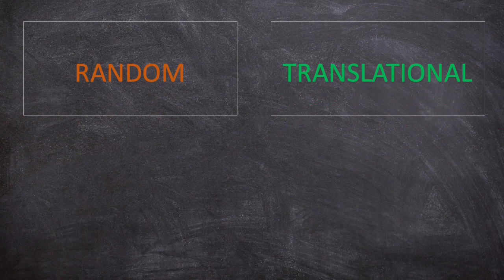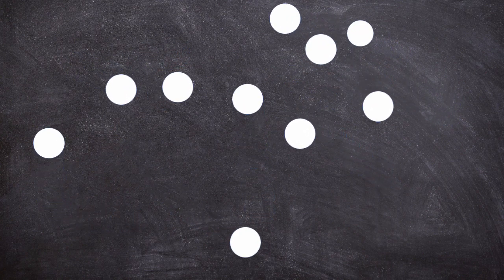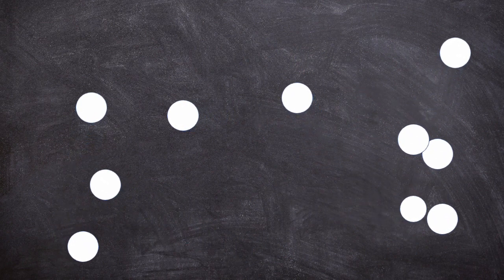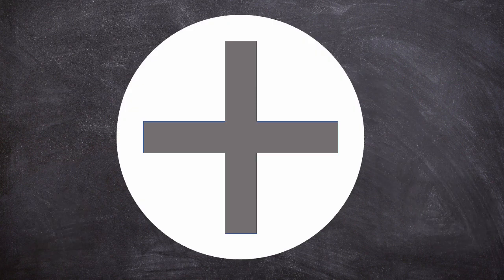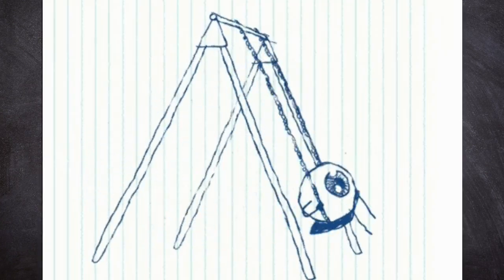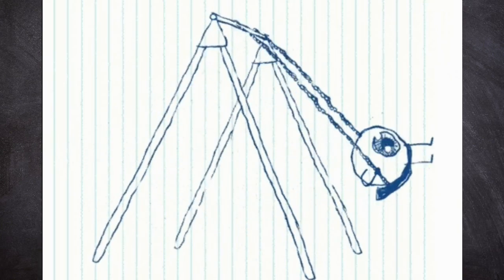When an object moves, it does any of these four basic motions: random, translational, rotational, or vibratory. In random motion, objects move disorderly, bumping into one another. When an object moves in space without rotating, it is undergoing translational motion. Rotational motion is when all points on an object rotate in concentric circles. Vibratory, or oscillatory, or periodic motion involves the to and fro movement of an object.